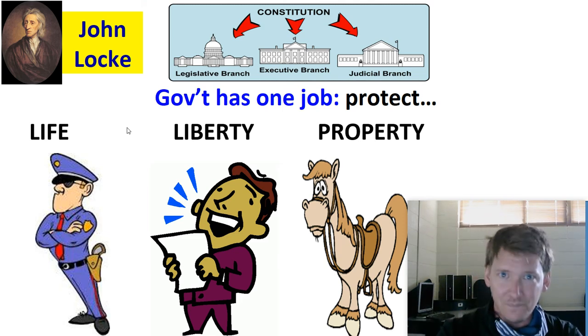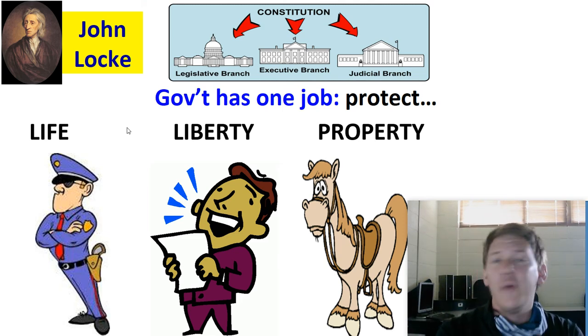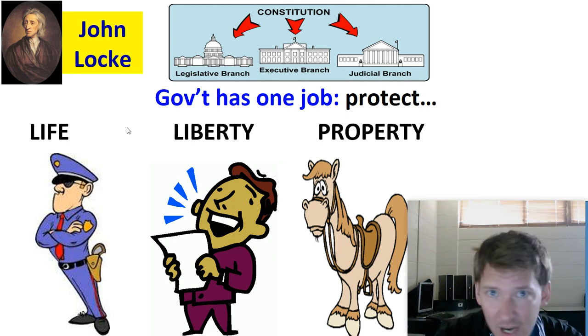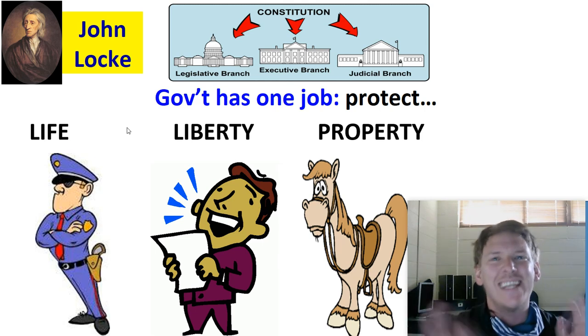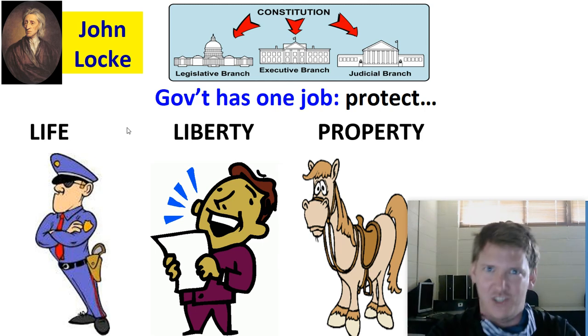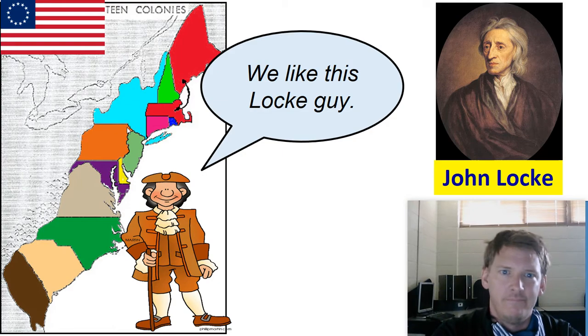We're going to create a government to make sure no one kills you, make sure that you are free, and make sure they protect your property. That's it. Simple. That's it. We don't want to give them a bunch of stuff because once they get a bunch of power, they start to do too much. That's it. We like this Locke guy.